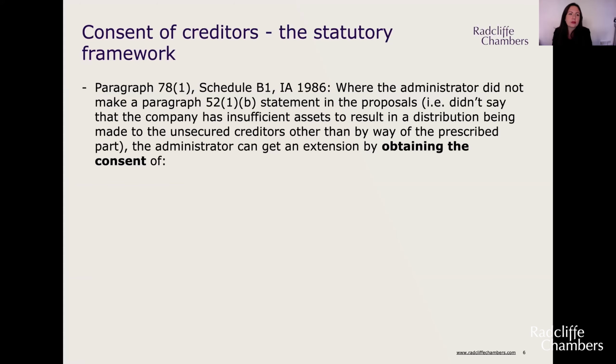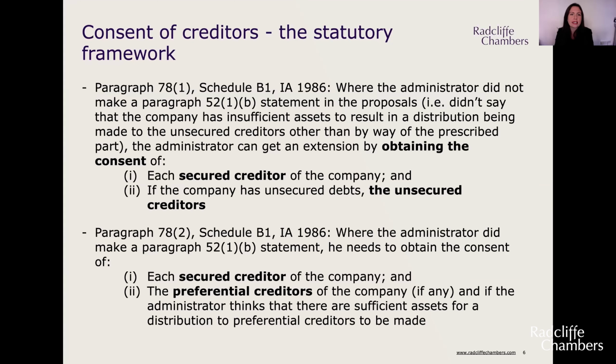This is a slightly technical distinction between who you need to get consent from. Where the administrator has made a paragraph 52(1)(b) statement in the proposals, I won't go into the detail of that, but it's just something worth bearing in mind to check on if you need to get consent of creditors to extend the administration. If the administrator hasn't made that statement, so that means that he didn't say that the company has insufficient assets to result in a distribution being made. That's a lot of double, triple negatives there.